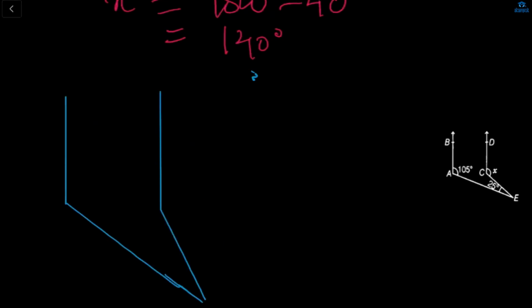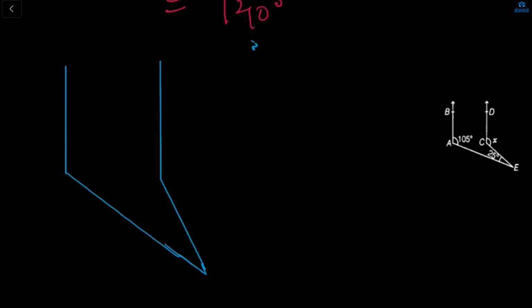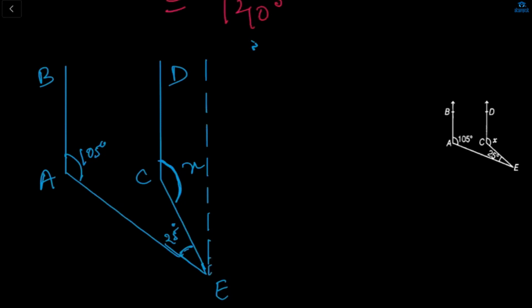From here, this is point A, then B, A, D, C. This is your X, this is your 105 degree, and this is your 25 degree. From this E, I am making another line in such a way that this line is parallel to AB and CD.